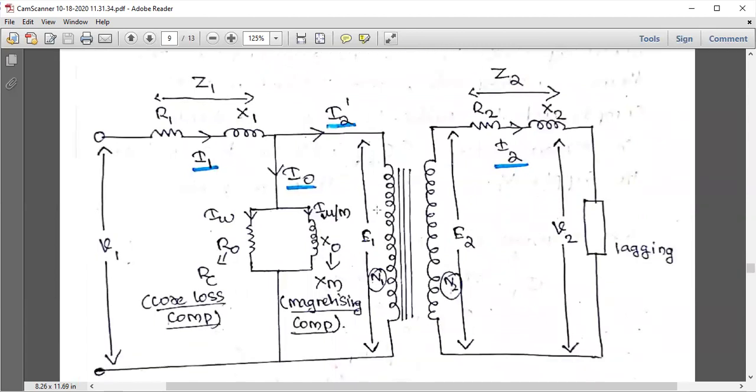Okay. So we already told, all these components are now already familiar for you. Only this way of representation is new for you. So R1, you know, the primary winding resistance. X1, you know, the reactance. So that will come on Z1. I1 is the primary current, and I2 dash, our new friend. Now just now we realized it. It is the reflection of the secondary current I2 on the primary.